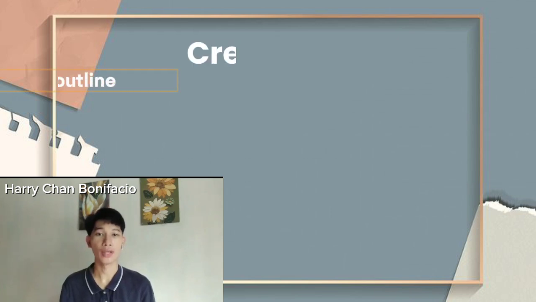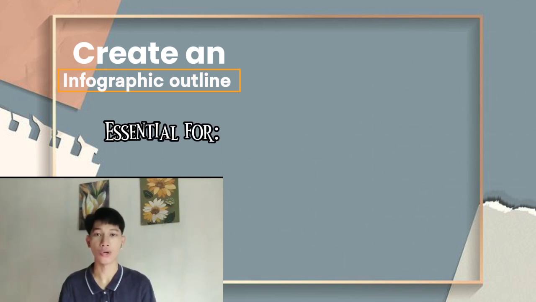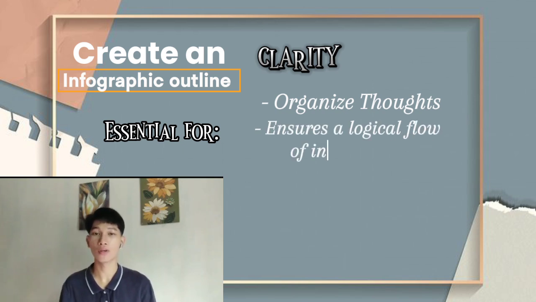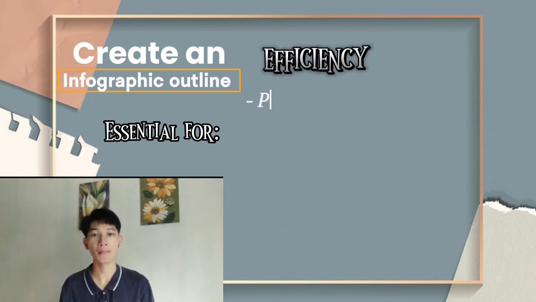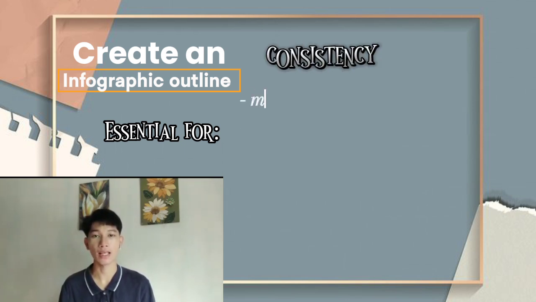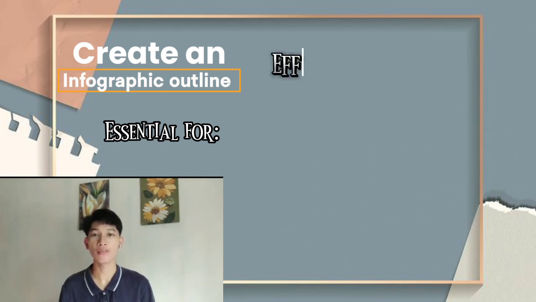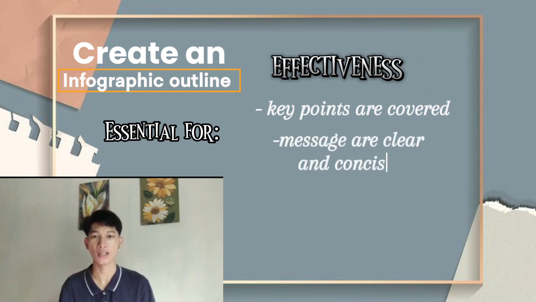The second best practice for graphic designing is to create an infographic outline. An infographic outline is essential for the following factors. First is clarity, which helps organize your thoughts and ensures a logical flow of information. Second is efficiency, which saves time by preventing backtracking and unnecessary revisions. Third is consistency, which maintains a cohesive visual theme and style throughout the infographic. Fourth is effectiveness, which ensures all key points are covered and that the message is clear and concise.